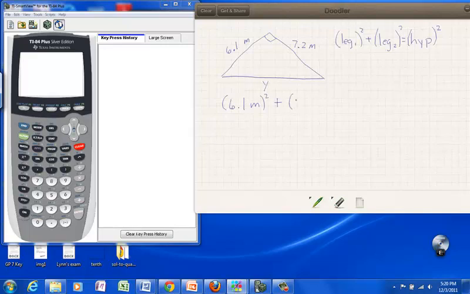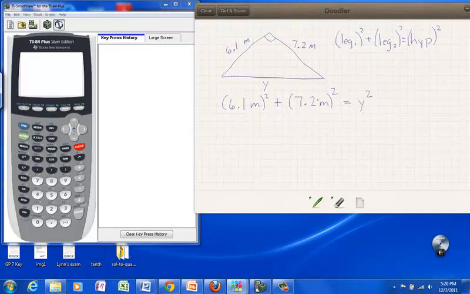Plus 7.2 meters squared. If you're putting your units into your equation, make sure that you are also using parentheses, because if we only put 7.2 meters squared without the parentheses, we're not squaring the numbers as well, we're just squaring the units. And that should equal the hypotenuse. Now the hypotenuse is opposite the right angle, so this is the hypotenuse. So y goes on the other side of the equation.